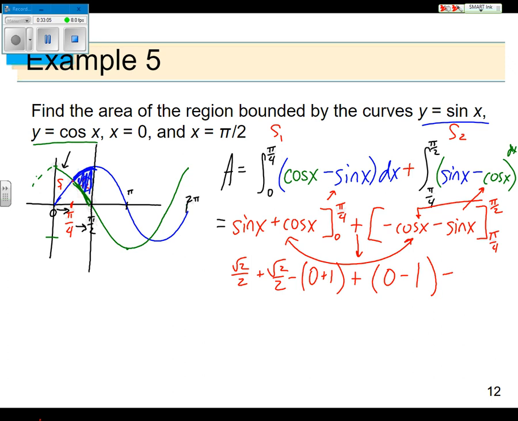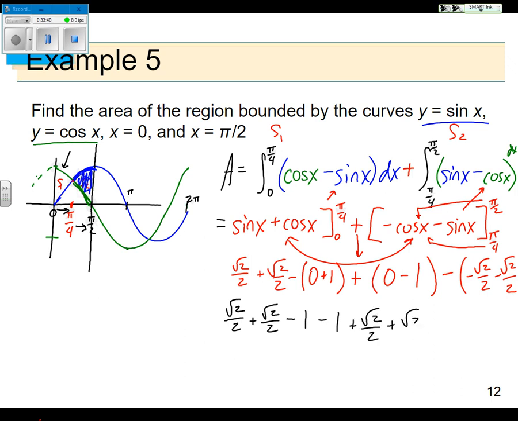Okay. And then I'm subtracting off the lower bound plugged in, where there's those square root of 2 over 2's coming in. So I got negative square root of 2 over 2 and negative square root of 2 over 2. All right. Let's just take a step and get rid of parentheses. Square root of 2 over 2 plus square root of 2 over 2 minus 1 minus 1 plus square root of 2 over 2 plus square root of 2 over 2.